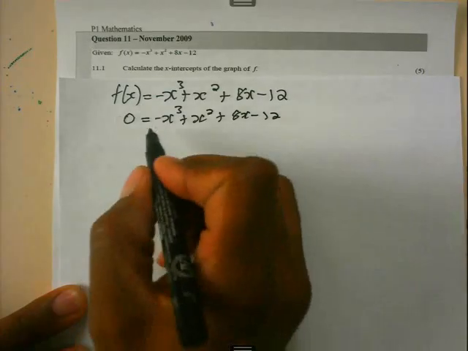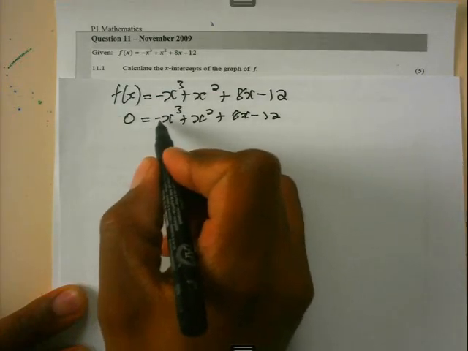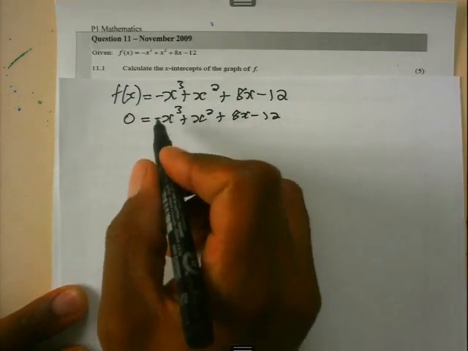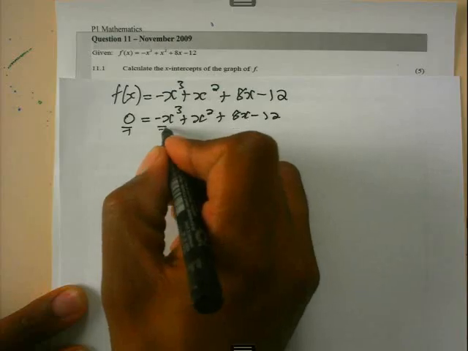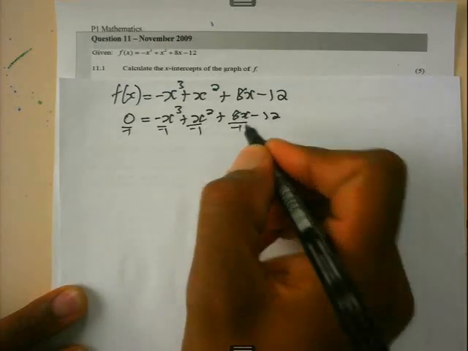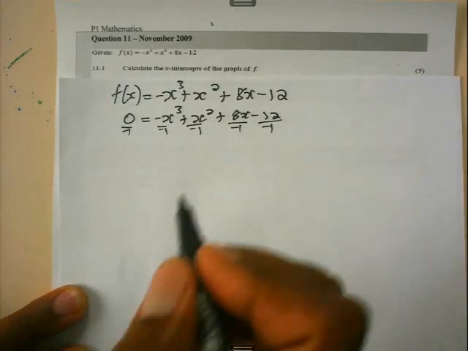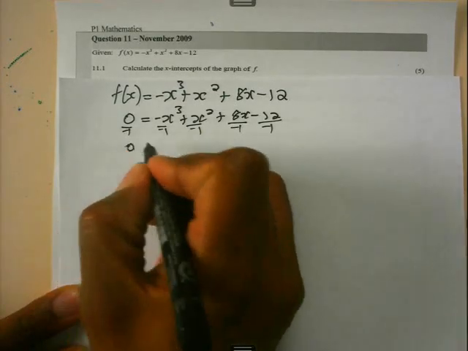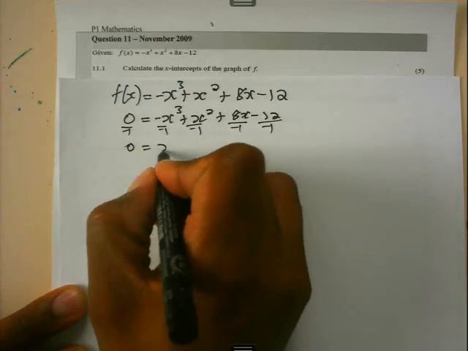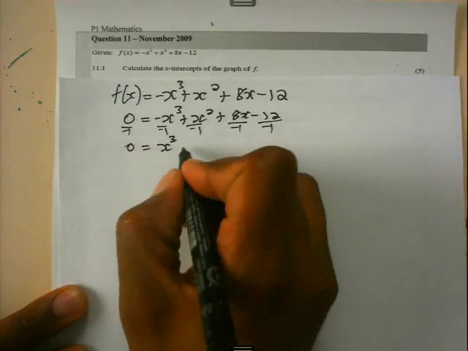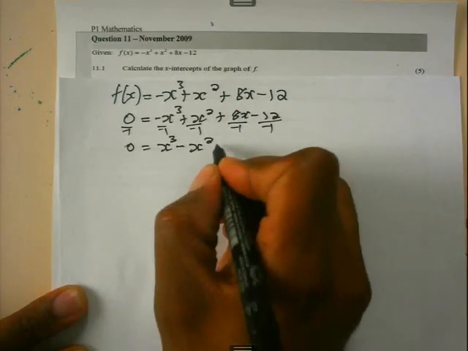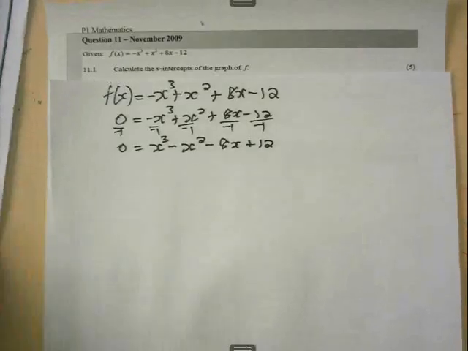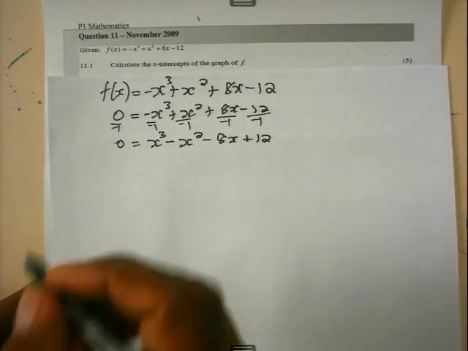Now, of course, boys and girls, I can also make the a to be positive here. Remember, now we are having the equation. I can divide each and every term here by -1. The reason being, I want to make the coefficient of x to the power of 3 to be positive. Therefore, now we have 0 equals negative divided by negative is a positive x to the power of 3, minus x squared, minus 8x plus 12, right? Yes, now I'm happy. Now a is positive.